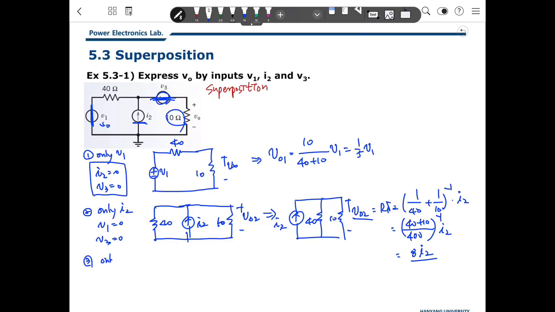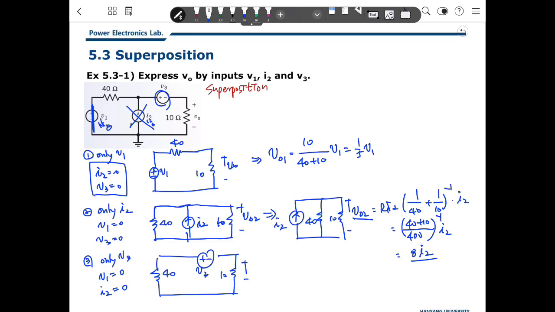And third, there is only V3. That means V1 is 0 and I2 is 0. V1 is 0 means this is a short circuit. I2 is 0, that means no current, so there is no connection here. So we can redraw 40 and only V3 and 10. And here you find VO.